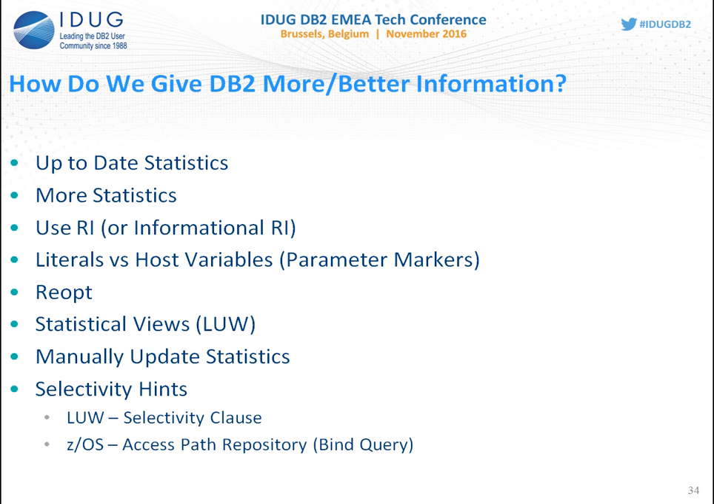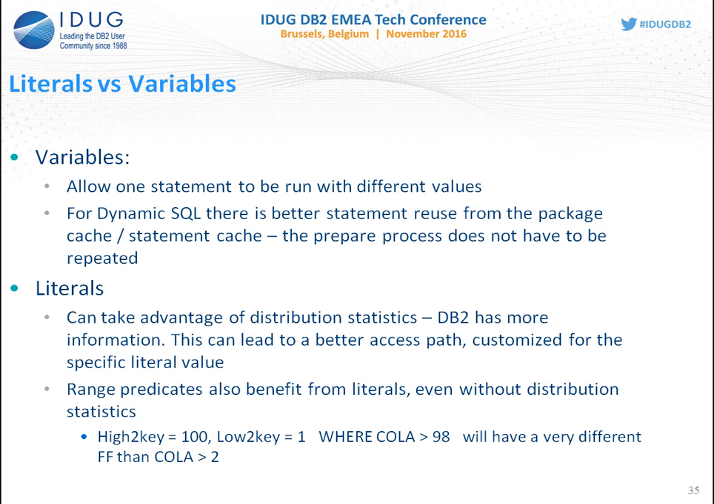So variables are good to use because one statement can be used with different values. So that's good from a programming point of view. And for dynamic SQL, you get better statement reuse from the package cache or the dynamic statement cache, and the full prepare doesn't have to be repeated each time for the exact same statement. But literals can be good because then DB2 can take advantage of the distribution statistics. And in some cases, it can lead to a much better access path customized for that particular literal value.